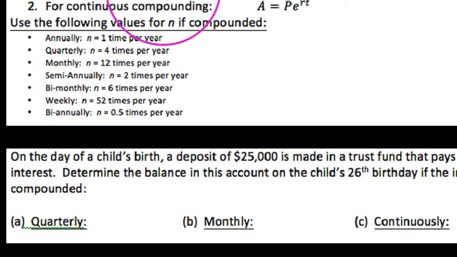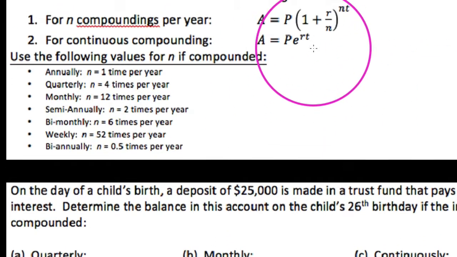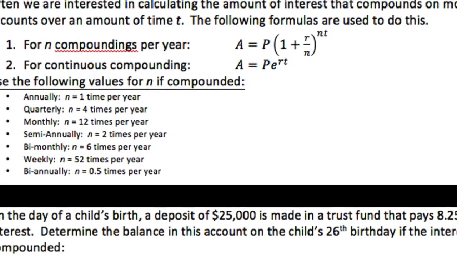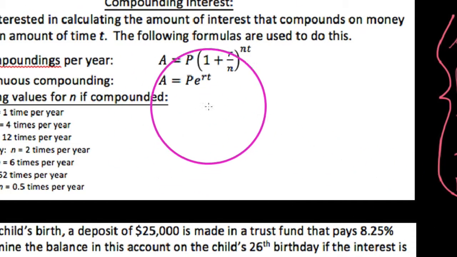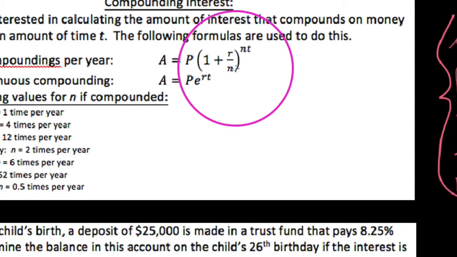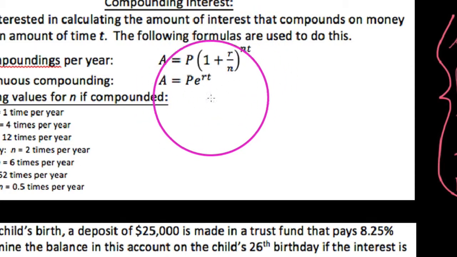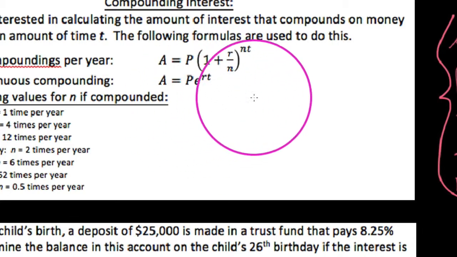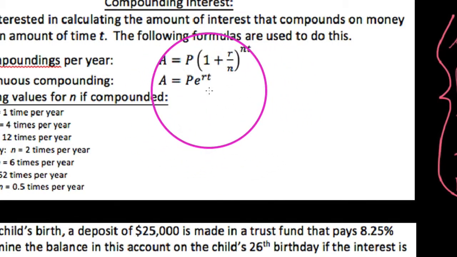So for n compoundings per year, we use this first formula up here. My second favorite formula is this one right here: A equals P e to the r t, or Pert. This is for continuously compounding things. You'll notice that this formula lacks any n, because what we're saying is it's compounding interest every second of every day, every fraction of a second. It is continuously growing and compounding.